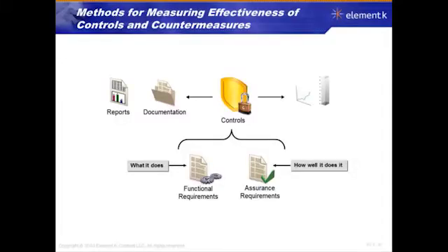Methods for measuring the effectiveness of controls and countermeasures. Controls include countermeasures and safeguards. Let's keep that clear. Countermeasures just for some reason seem to be singled out by most books, but your controls should be documented. You want reports, you want to analyze them, but we're actually looking at functional requirements. What you want it to do, what it should be providing you, what benefit it should provide. And then there's assurance, what it actually does, how well it does it.